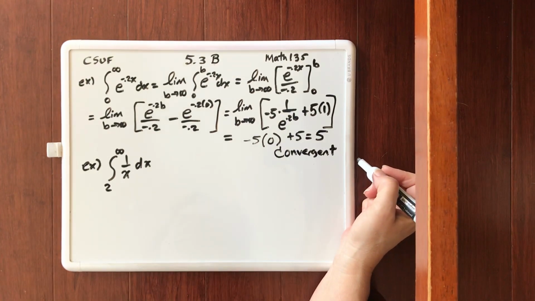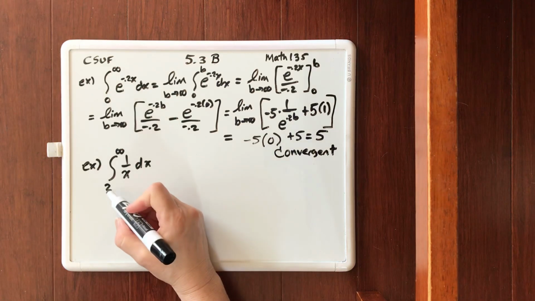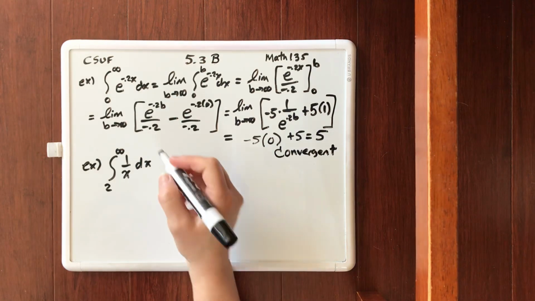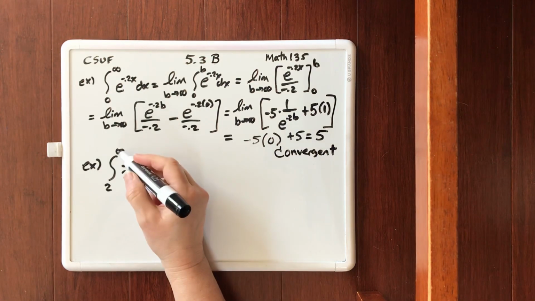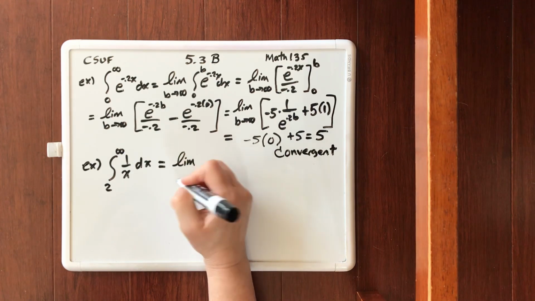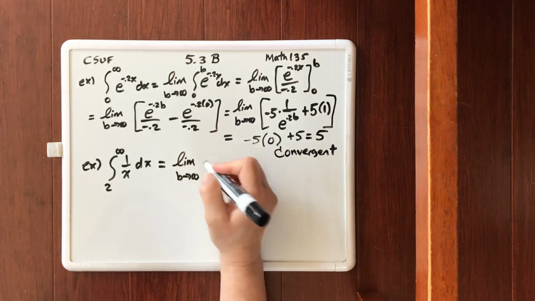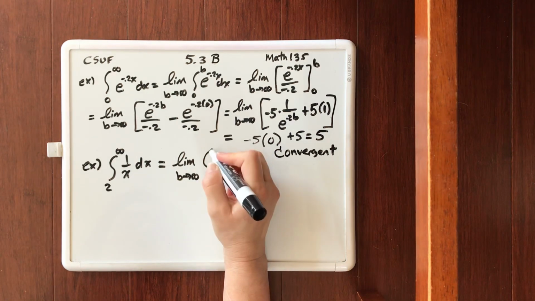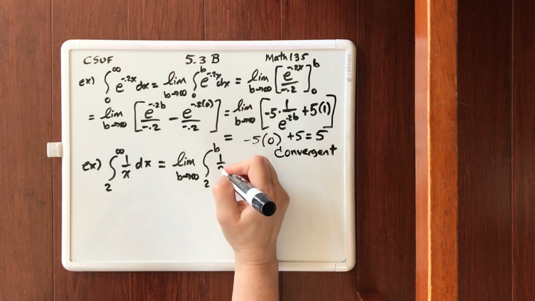Okay, let's do the next one. We're going to integrate from 2 to infinity of 1 over x dx. Because of this infinity over here, we're going to change this to a limit as b approaches infinity of the integral from 2 to b, 1 over x dx.